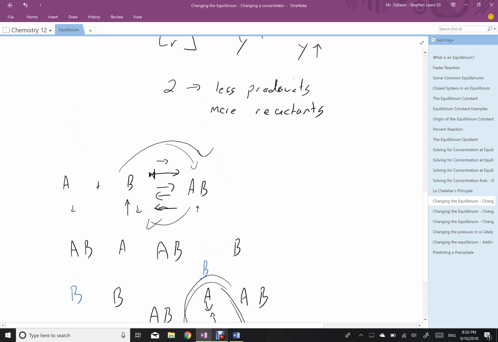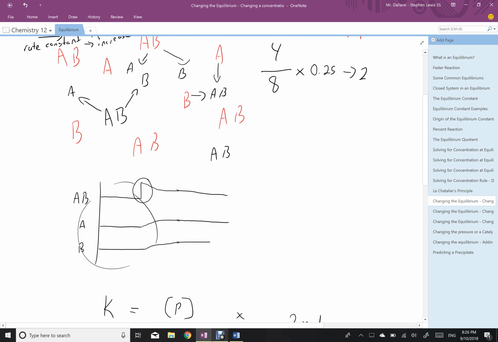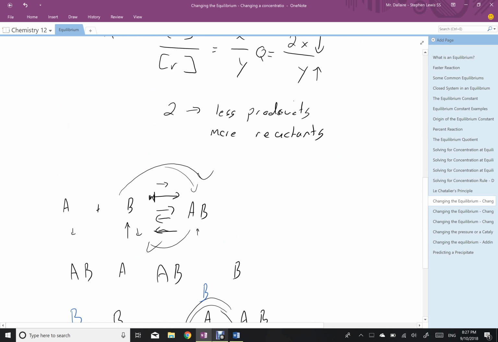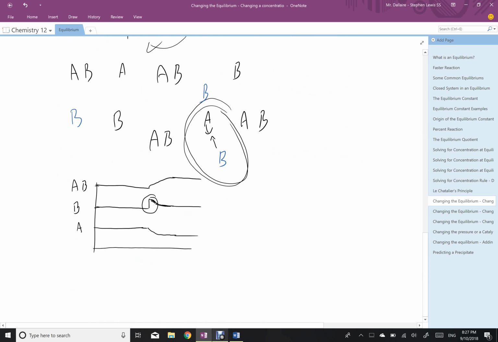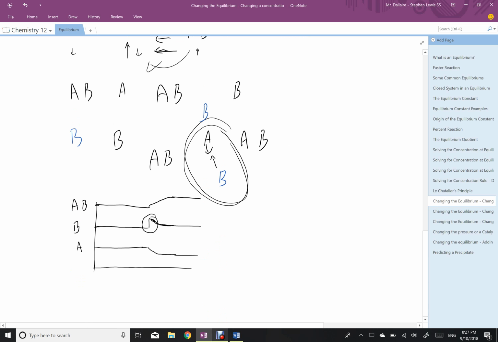So that's how you can change a concentration, and it's what Le Chatelier says will happen, but it's also the real reason why that will happen, whether considering the particles, looking at the K value, or just looking at the graphs.